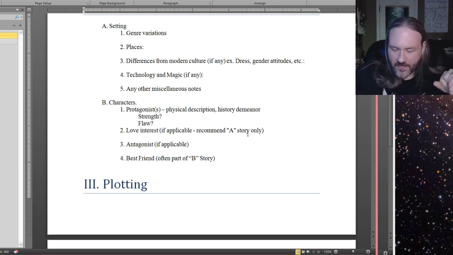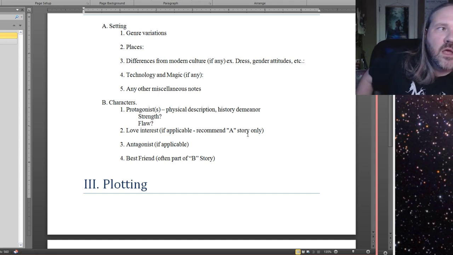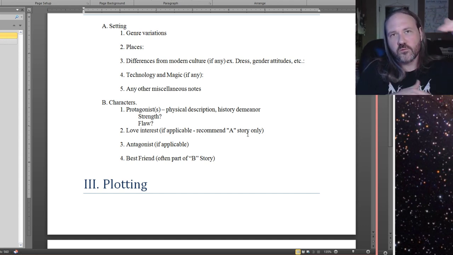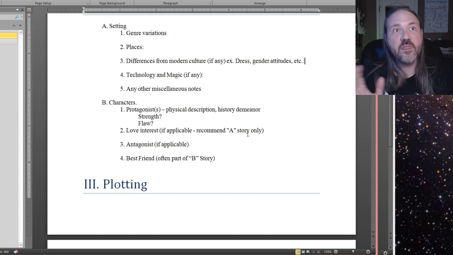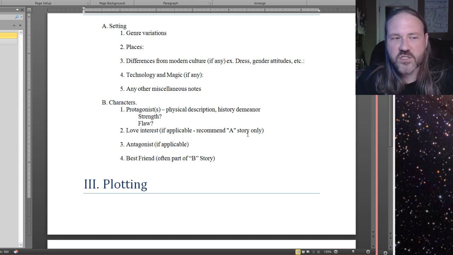Let's go on to characters. So characters are the meat of your story. Once you have the setting, these are the rules. The rule system is your setting. These are the things which are important to not violate. It's kind of the hemming it in. And you're going to expose the setting mostly in the first act.